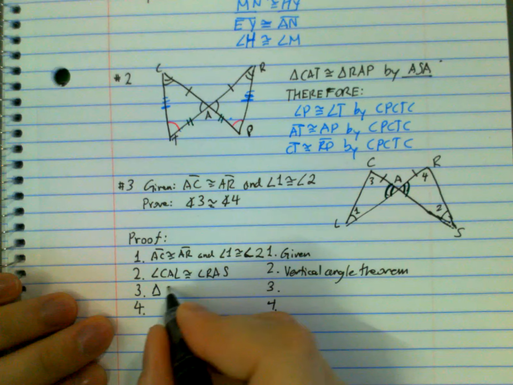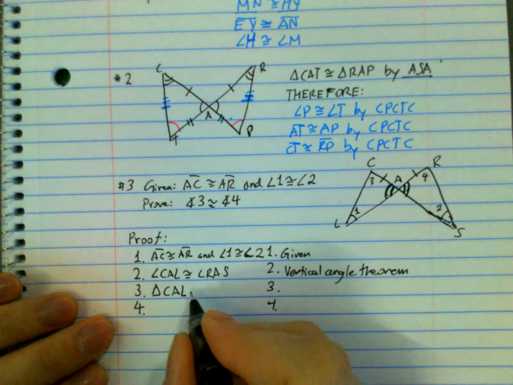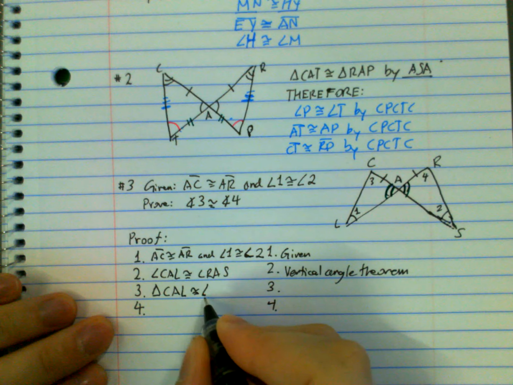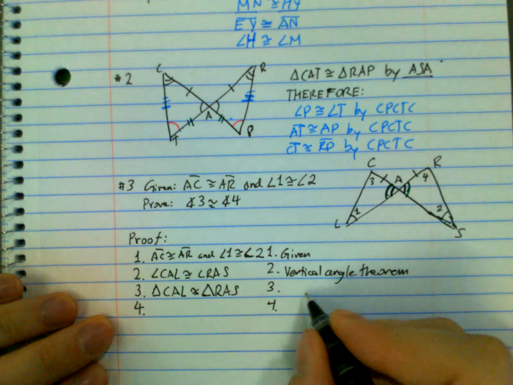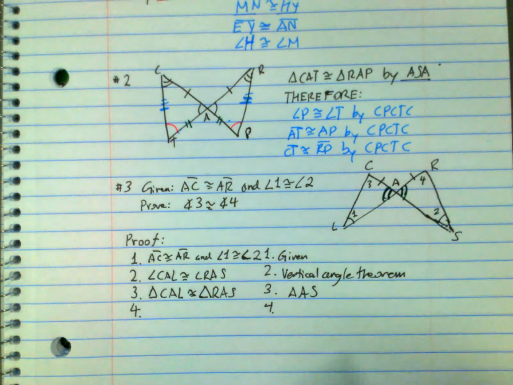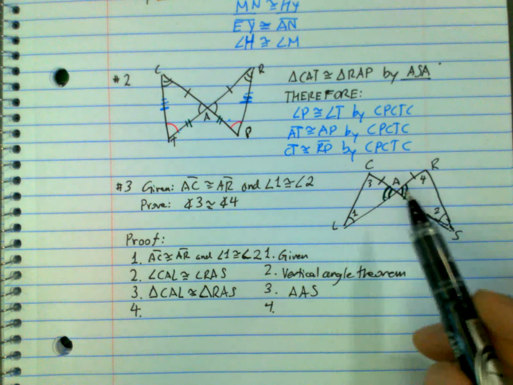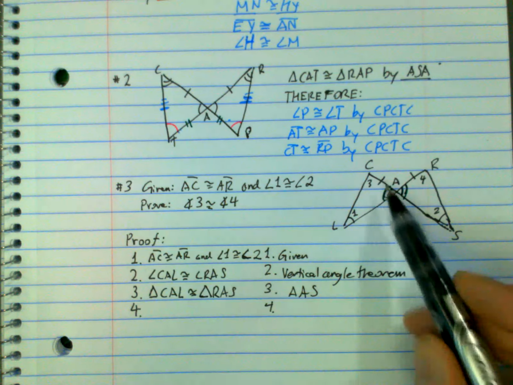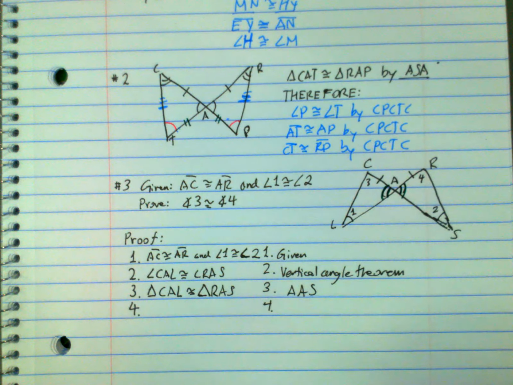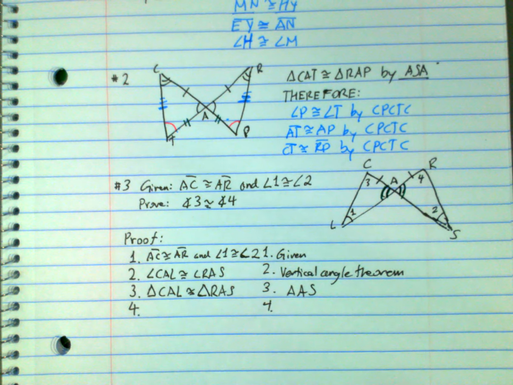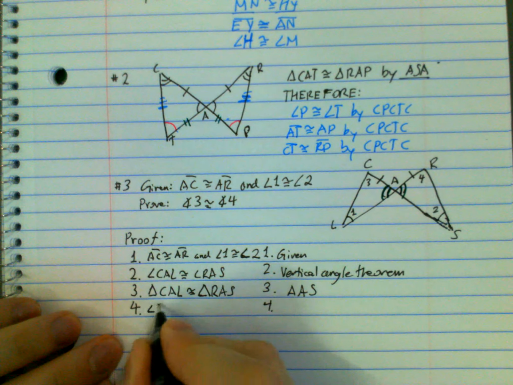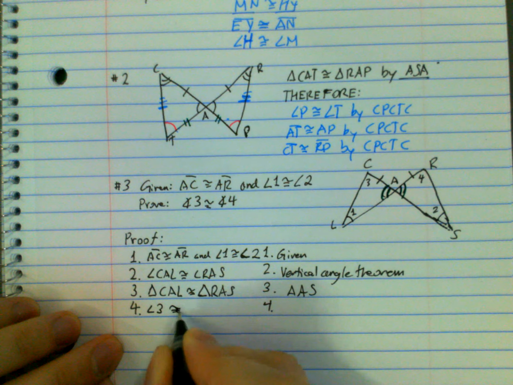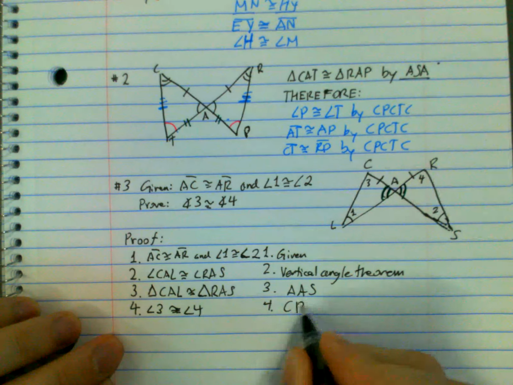Then triangle CAL is congruent to triangle RAS by angle, angle, side, right? So triangle CAL, angle, angle, side, angle, angle, side. And since they are congruent, that means that by corresponding parts, the whole things are congruent. So then we can say that angle 3 is indeed congruent to angle 4 by C.P.C.T.C.